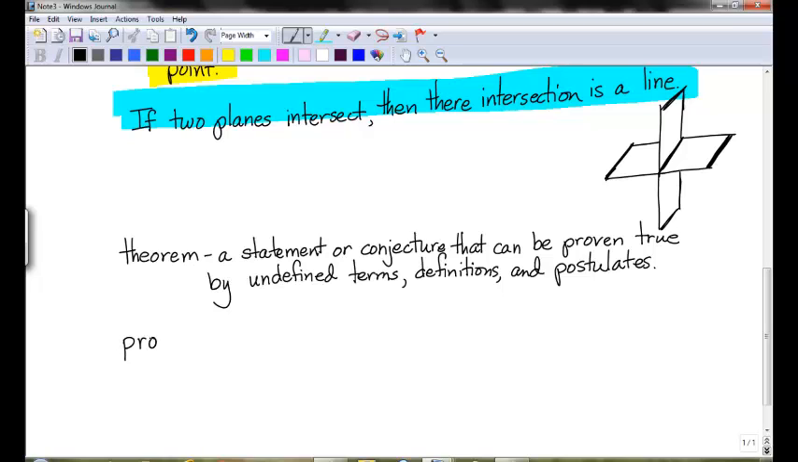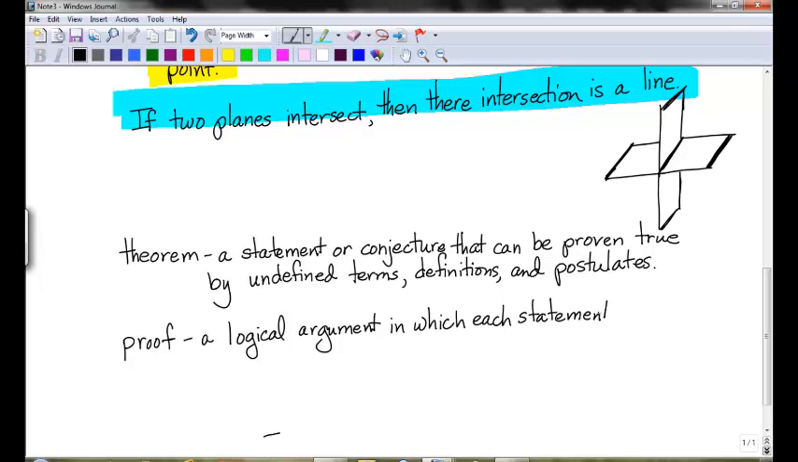And the next term is proof. It's P-R-O-O-F. A proof is a logical argument in which each statement you make is supported by a statement that is accepted as true.